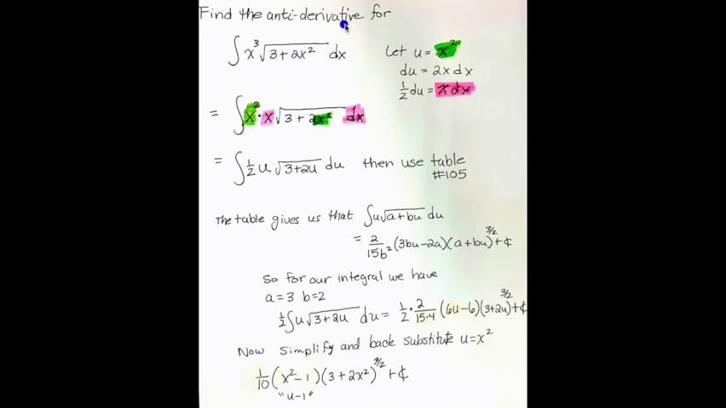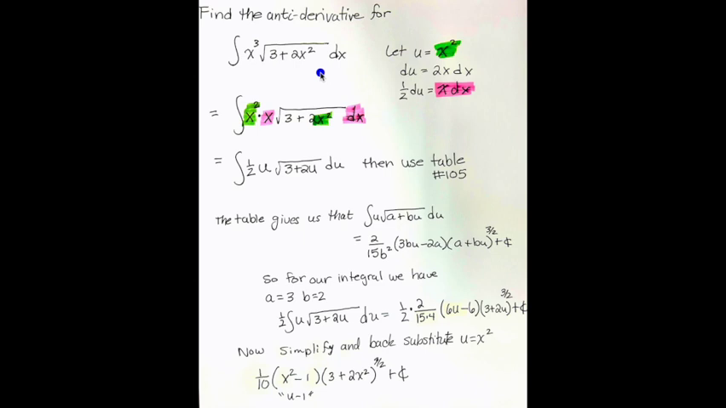Find the antiderivative for x to the third times the square root of 3 plus 2x squared dx. Now for this one, we're going to use the integral table. And as this is listed right now, we don't have an item in the table that we can use for this. So we have to make some algebraic substitutions and do some rearranging.